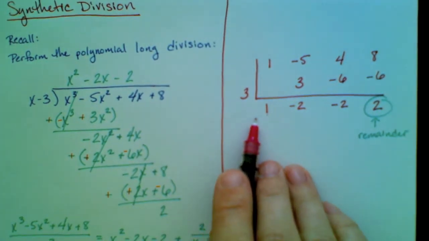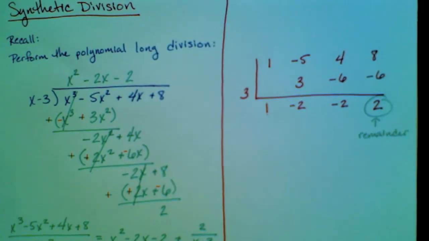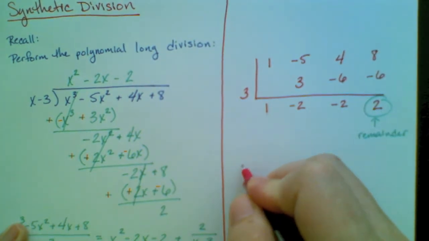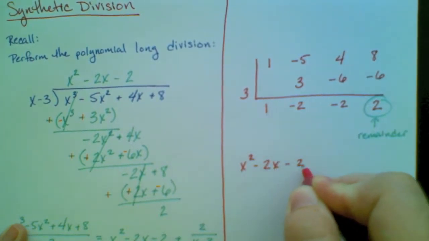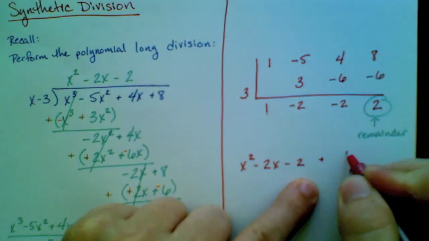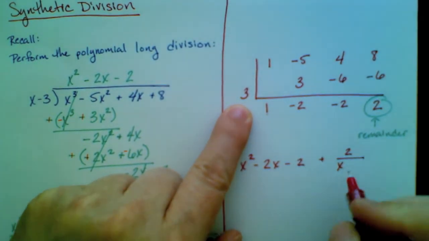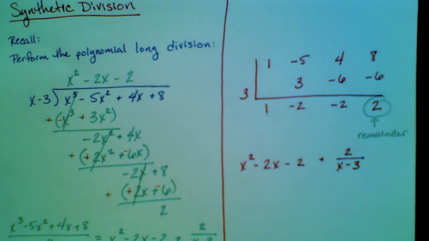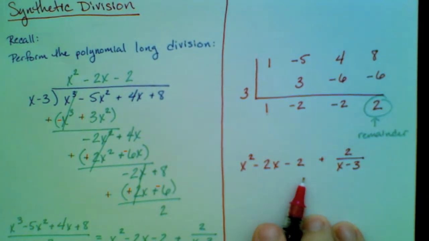Now, notice that these numbers are the same as our coefficients of our result. So that was our remainder. And we've got x squared minus 2x minus 2 with, and we can always put our remainder over our divisor. Now your divisor will always be x minus this number. And so there is our result. We got the same thing with our shortcut as we did doing it the long way.